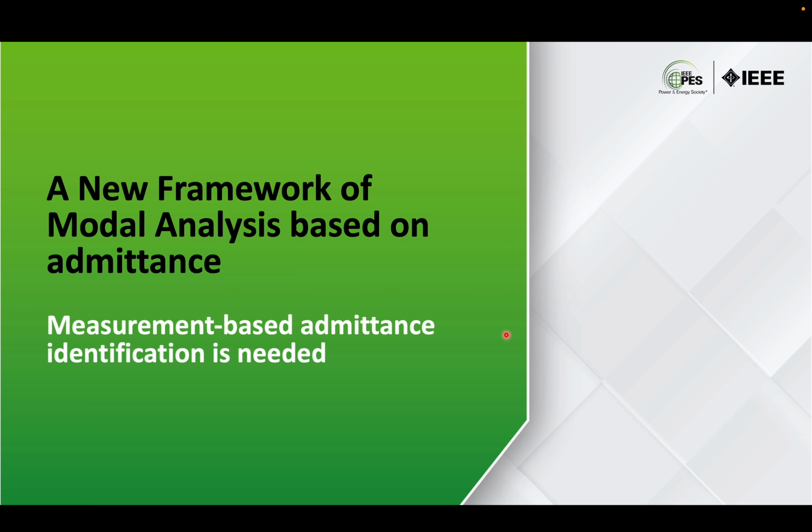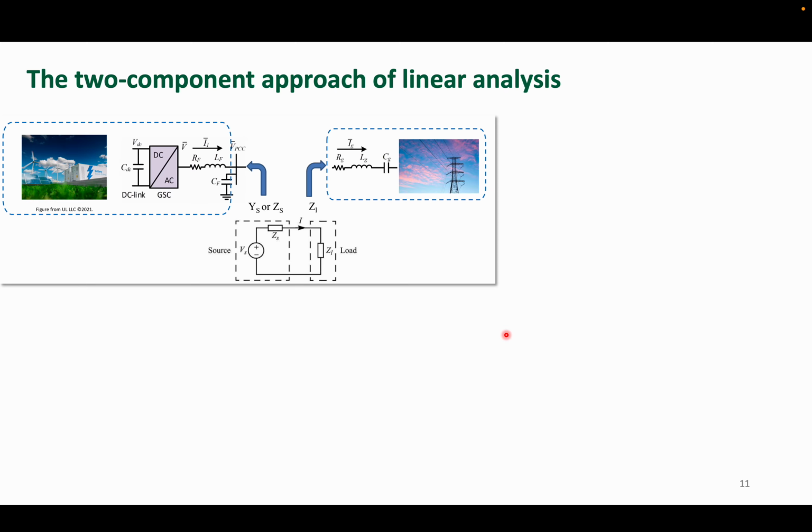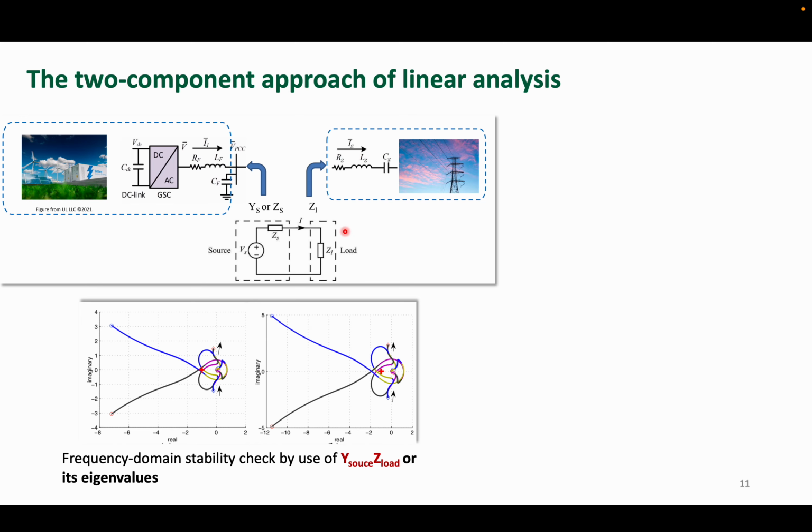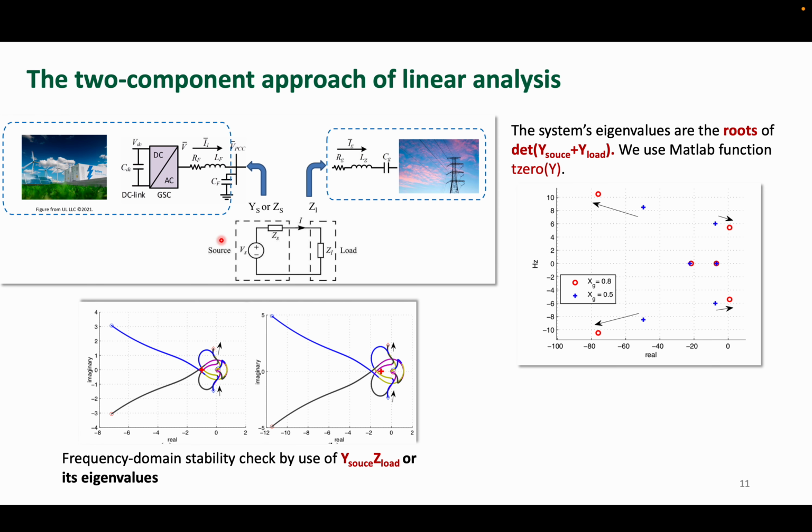Now, if you have multiple machines and a grid, what do you do? In this case, just the source and load will not be enough. You have multiple models. In power electronics, in a lot of papers, this is limited. The admittance method is limited to two components, the source and the load. People can check their loop gain and its Nyquist plot, or look at the total admittance, which is Y source plus Y load added together. So this method is expandable.